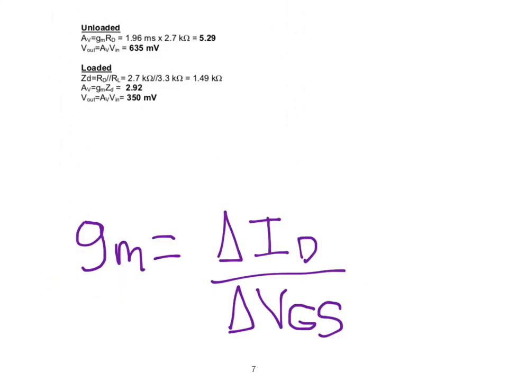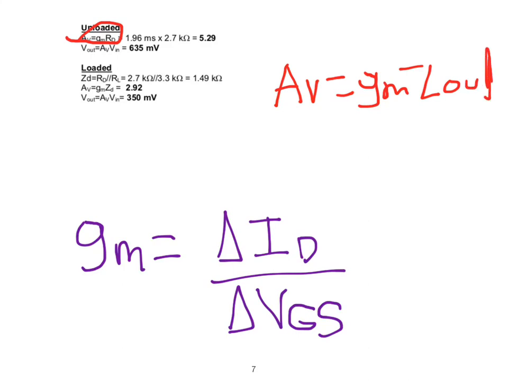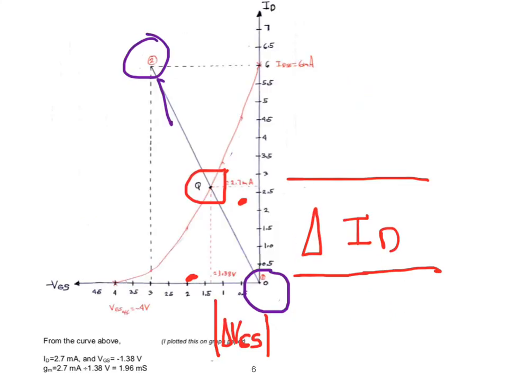and we arrive at the voltage gain. So the voltage gain is simply equal to the transconductance, gm, times RD, or if you prefer, it's just simply Zout, the output impedance. And the transconductance is the change in drain current divided by the change in gate to source voltage. Okay, and that's how I got that right there.